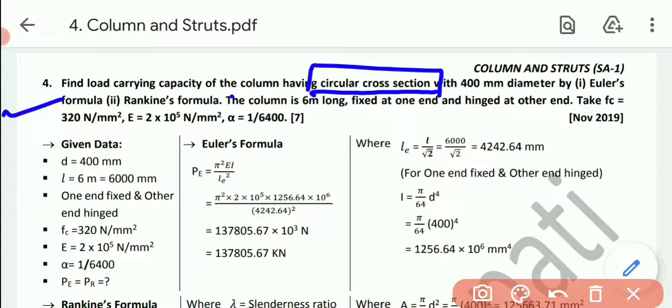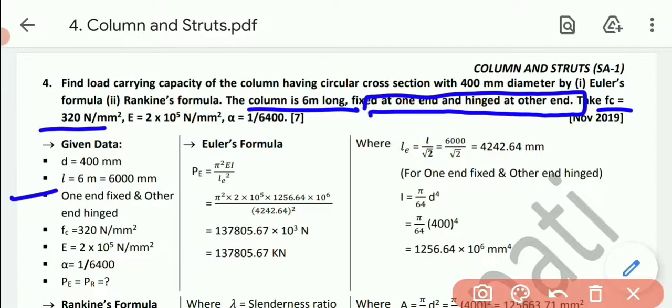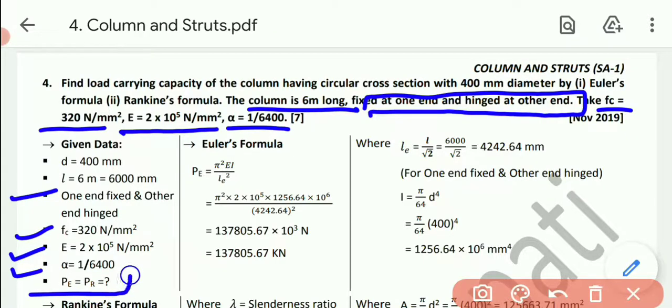Now this one is a circular section with 400 mm diameter, to be solved by Euler's formula and Rankine's formula. The column is 6 meter long, so length is 6 meter, say 6000 mm, fixed at one end and hinged at the other end. So the condition is given to us. Take Fc equals 320 Newton per mm square, E equals 2 into 10 raised to 5, and alpha. All three constants are there, Fc, E and alpha, and we need to calculate P and PR, that is Euler's formula and Rankine's formula.